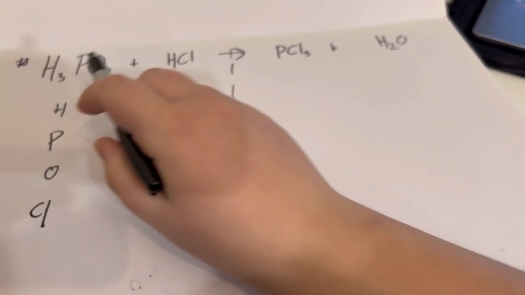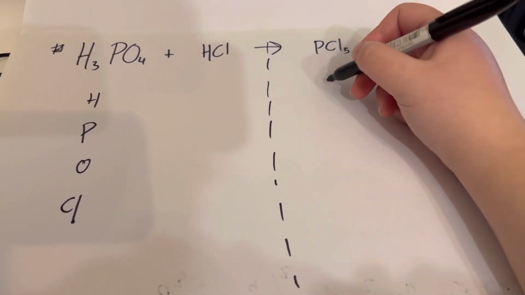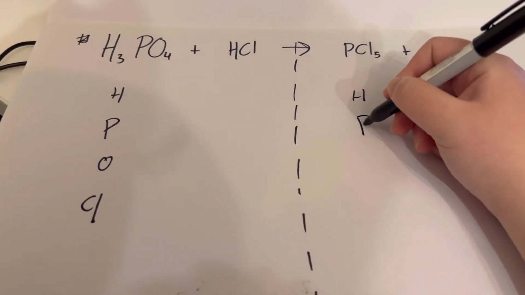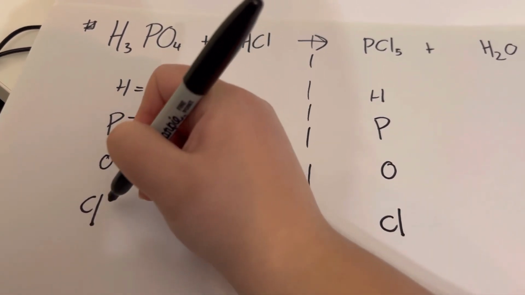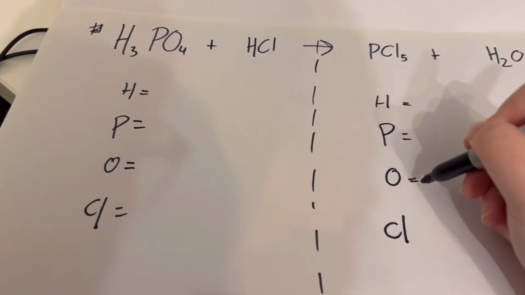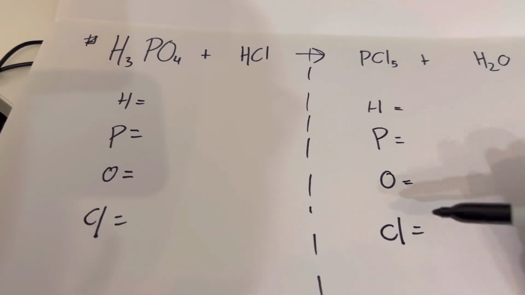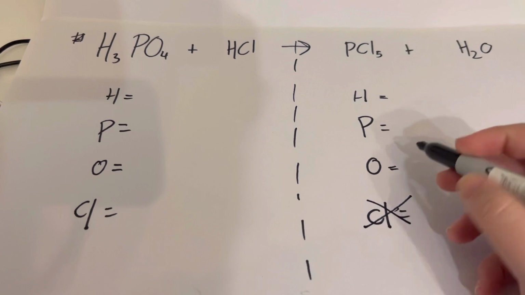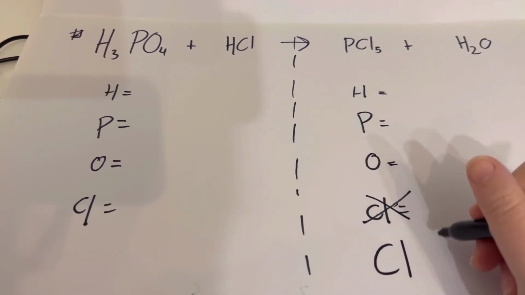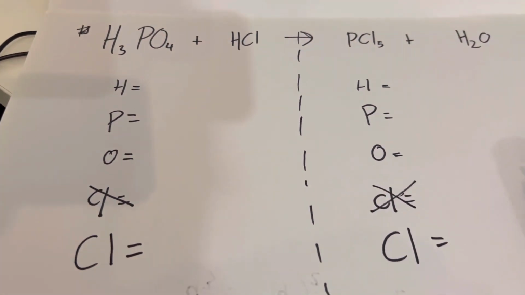We do not write hydrogen twice, even though it's in 2 separate compounds that are being mixed together. Alright, on the other side, same order. Hydrogen, phosphorus, oxygen, chlorine. Now, make sure you write your symbols properly. So this here is incorrectly written because this is a lowercase c and a lowercase l. So cross it out. Capital C, lowercase l. Same for this one here. Capital C, lowercase l.